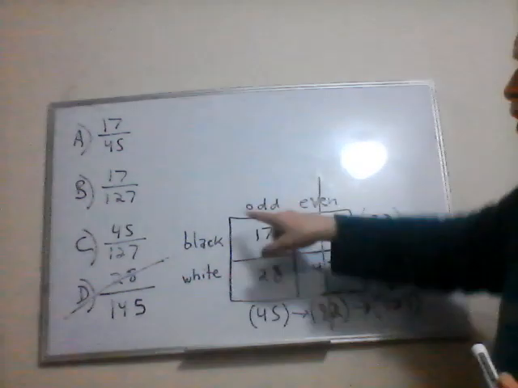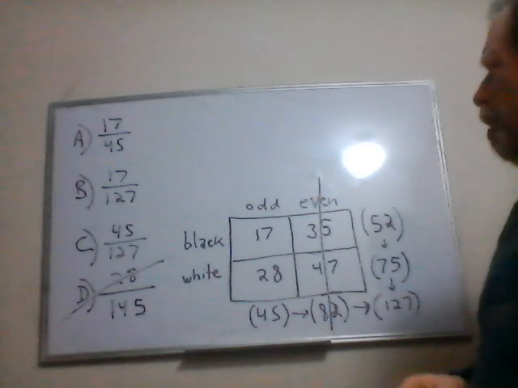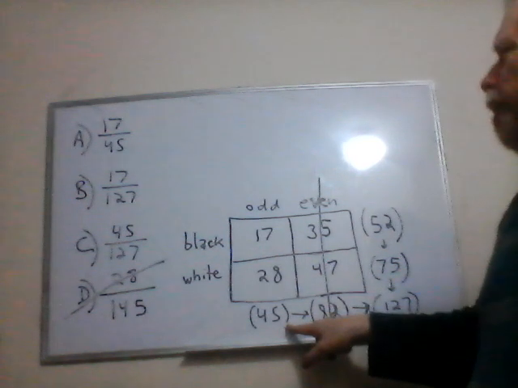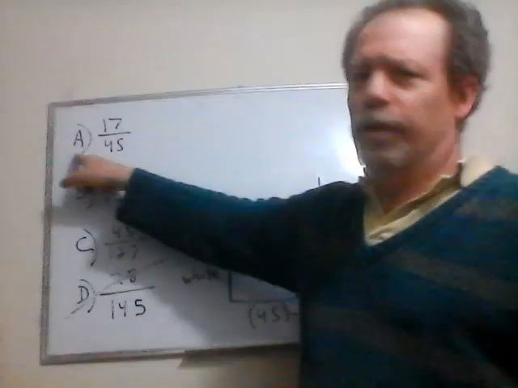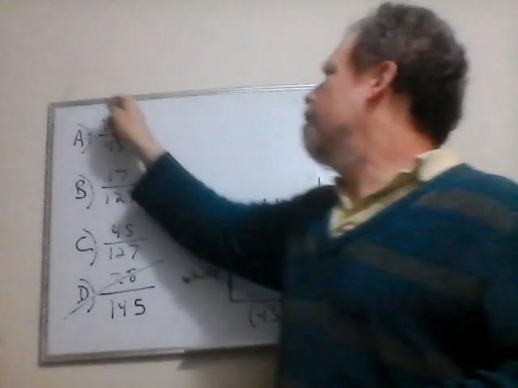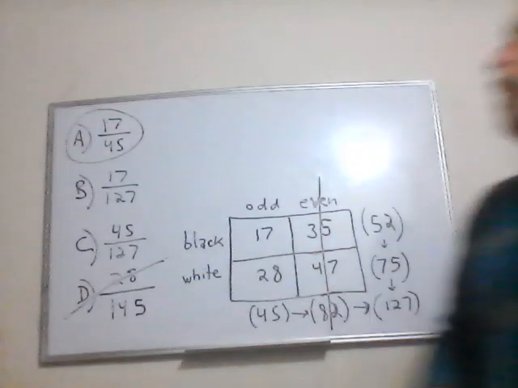So all the balls we're concerned with are in the odd column. The total number of odd balls is 45. Okay? So that actually already gives you your answer. That was fast. No? Okay. Because it's the only one with a denominator of 45.